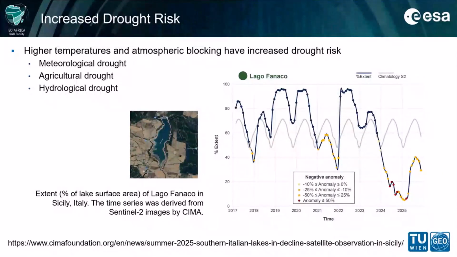And again, here is an example from Europe, in this case in Sicily, where we see the use of Earth observation data to monitor the change in surface area for this lake in Italy, which can often be filled during good years, but particularly in 2024, 2025, it was really low.